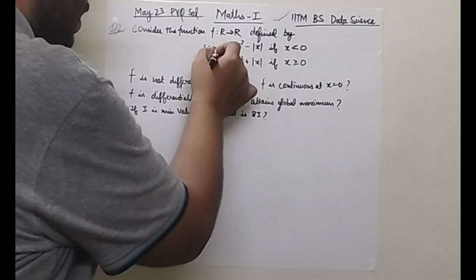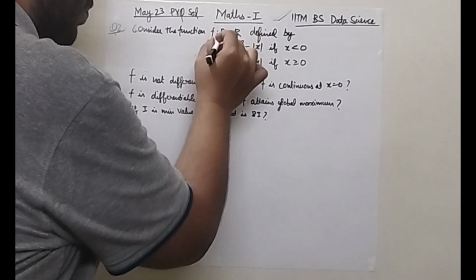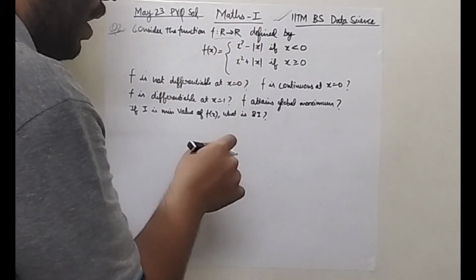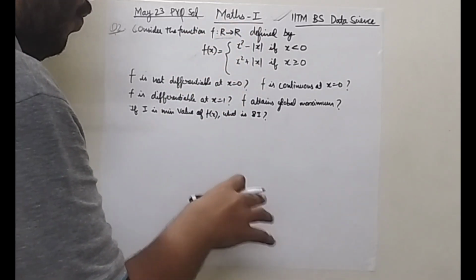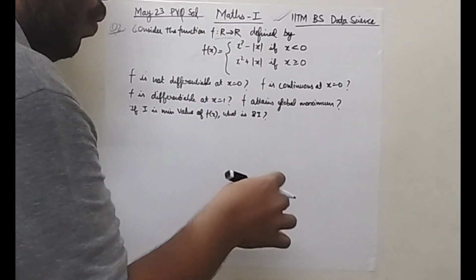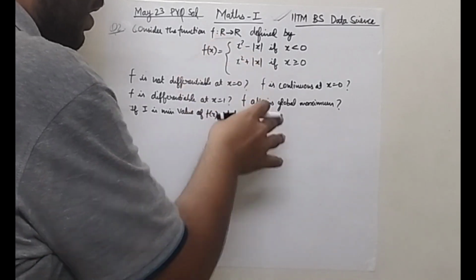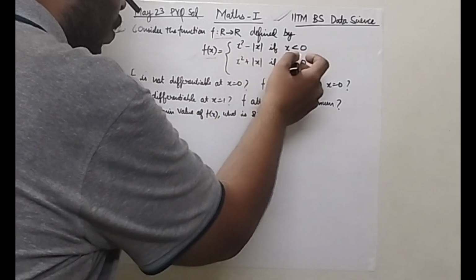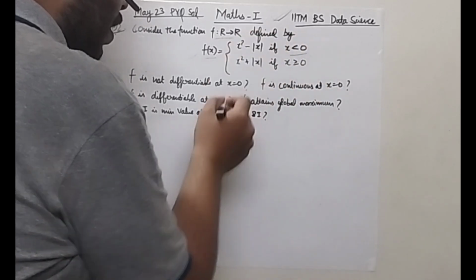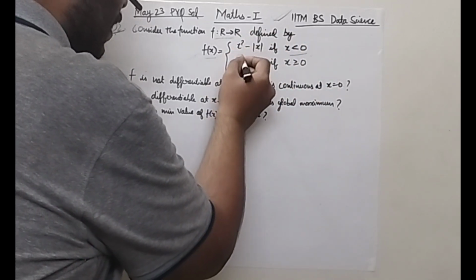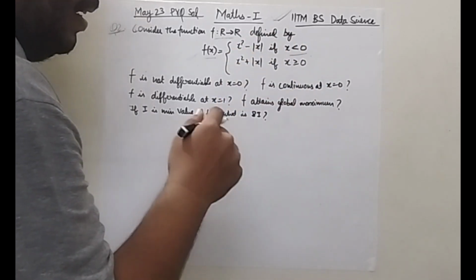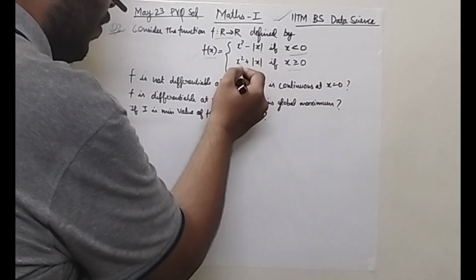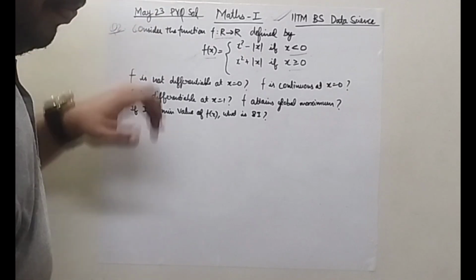The question says there is a function which maps from R to R, which means its domain is R, so its input will be from R and its output or codomain will also be R, and it is defined by this. If x is less than 0, its value will be equal to x square minus mod x, and if x is greater than or equal to 0, then its value will be x square plus mod x.